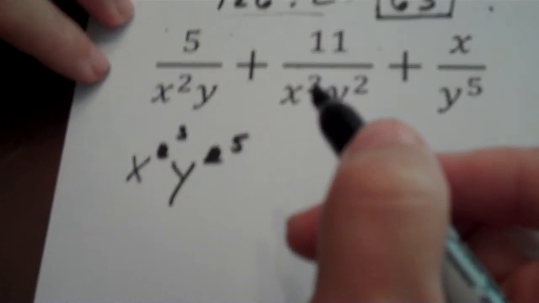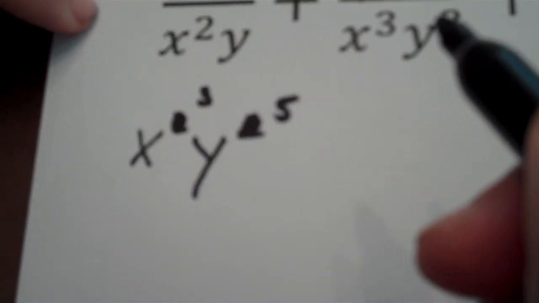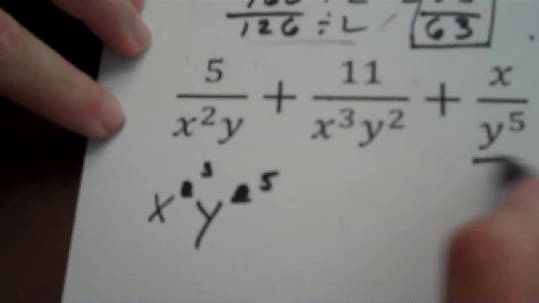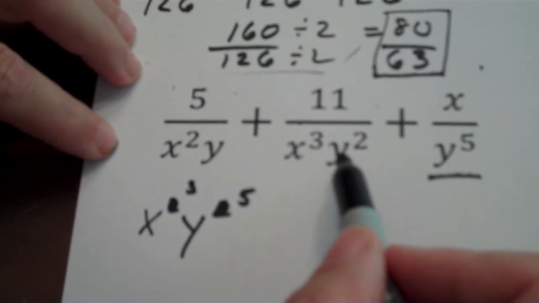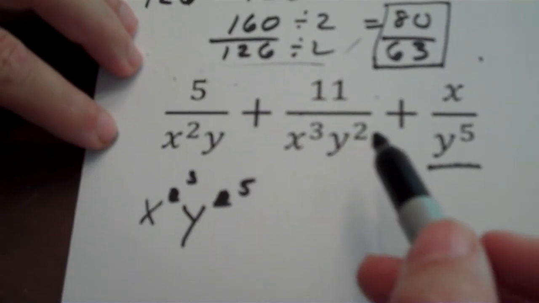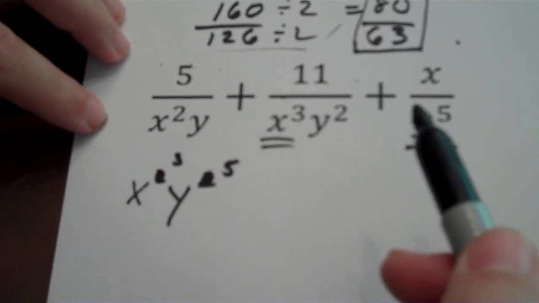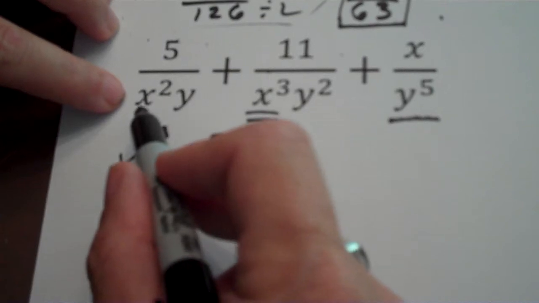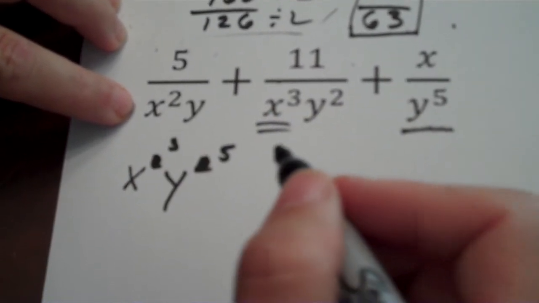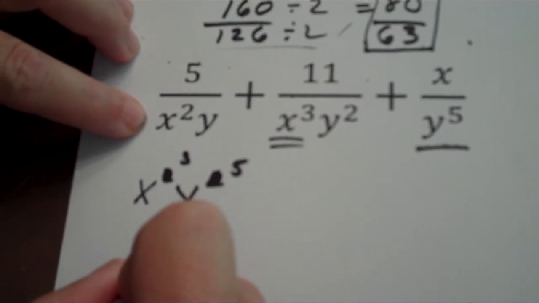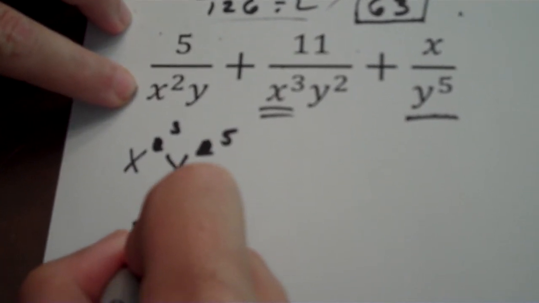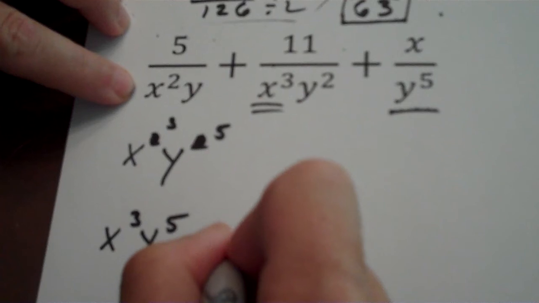To be honest, there's even a better shortcut than that. What's the most y's you have? I've got 5 y's here. That'll be more than enough to cover the 2 y's that I need here. What's the most x's? I've got 3 x's here. Again, more than enough to cover my 2 x's. So as soon as I looked at that problem, I knew my common denominator would be x cubed y to the 5th for all 3 of them.